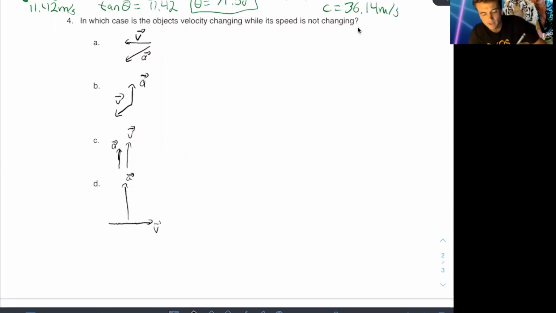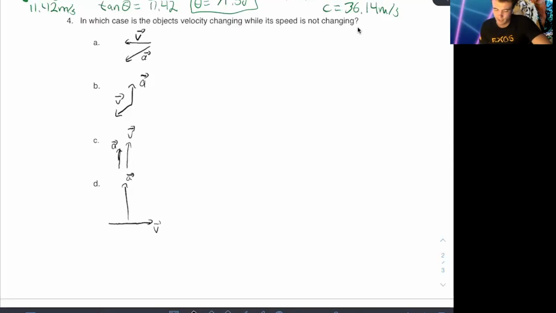So let's look at A. Is velocity changing while speed is staying constant? Let's see. We have velocity going in the horizontal direction, and then we have acceleration that is going in a sort of diagonal direction, but with velocity, right? Because it has some x component in the same direction as velocity. So since we have some acceleration that is going with velocity, the speed is going to be increasing, right?